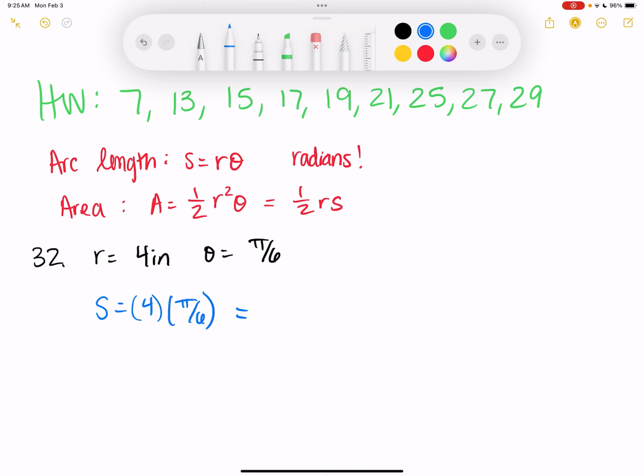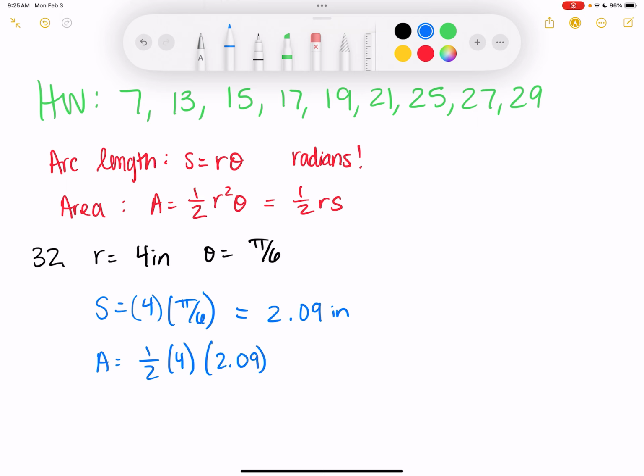So that gives us 2.09 inches. Then I use this number here for area. So area equals 1/2 times 4 times this number.